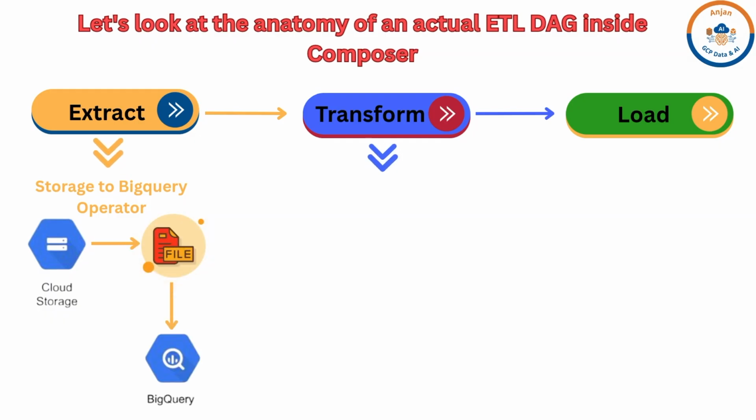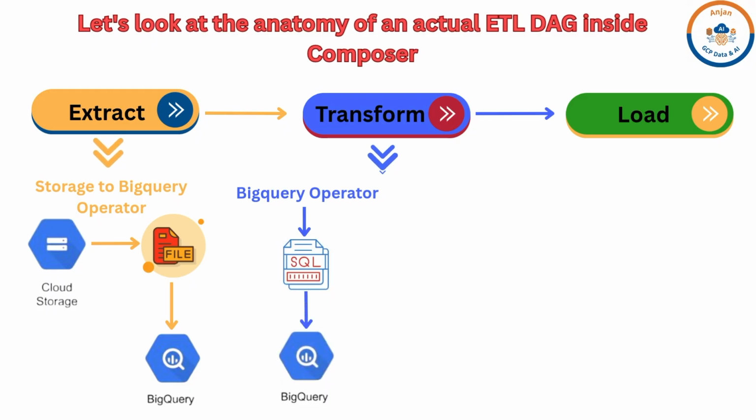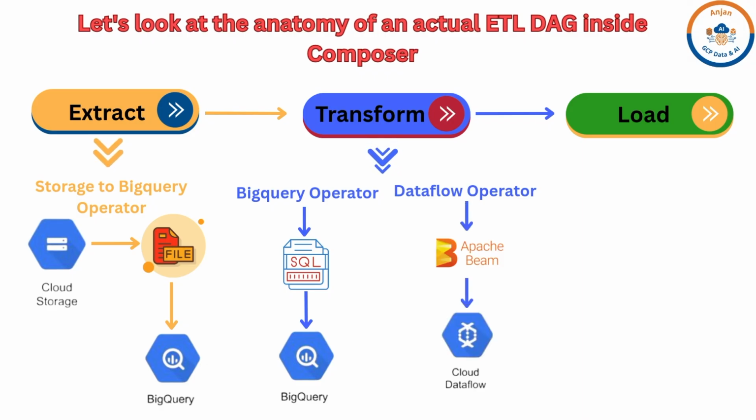For the transformation step, you have maximum flexibility. You might use the BigQuery operator to execute complex SQL scripts directly inside BigQuery, taking advantage of its serverless compute power. Or for complex large-scale Python transformation, you could use the Dataflow operator to trigger an Apache Beam pipeline. These are very few examples, but we have many more options to perform this step, which depends on our requirement.